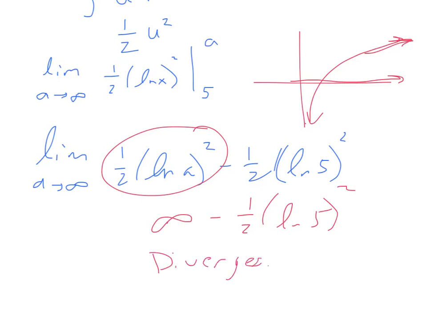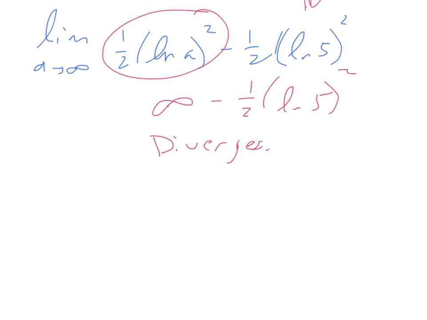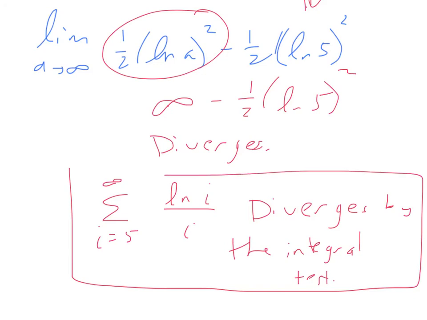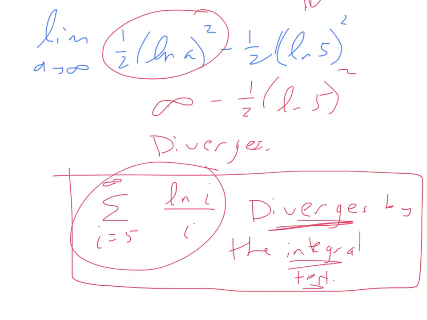I suppose I should say the integral diverges. And so because the integral diverges, what does that mean about the original series? It means my original series diverges. This means that the sum from i equals 5 to infinity of the natural log of i over i diverges by the integral test. And remember, when you finish these problems, I want this full statement of what the series was, what happens, and what test was used to show that.